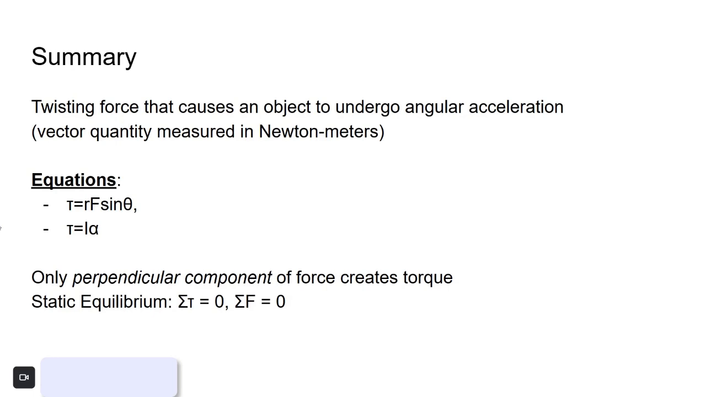So in summary, the recap of absolute essentials is that torque is a twisting force that causes objects to undergo angular acceleration as long as torque net does not equal 0. It is a vector quantity measured in newton meters, has magnitude and direction. And the two key equations are torque equals rF sine theta and torque equals I alpha. Remember that only the perpendicular component of force creates torque. And for static equilibrium, torque net equals 0 and F net equals 0.